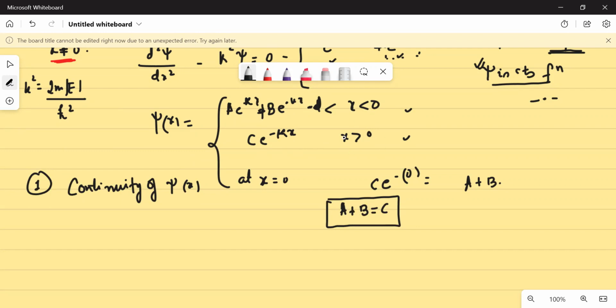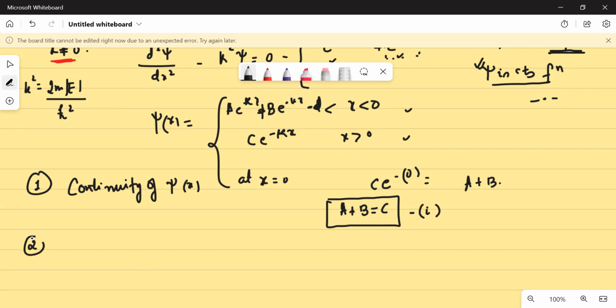Is that clear? If I write the right hand limit at x equals 0, you have c e to the power minus k 0 plus h, and on the left hand you can write a e to the power k 0 minus h plus b e to the power minus k 0 minus h, and then you can write a plus b is equal to c. One thing is this. This is, I think, clear.